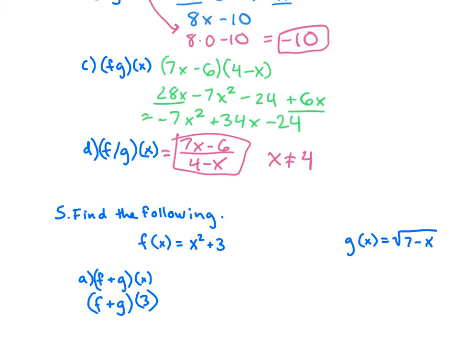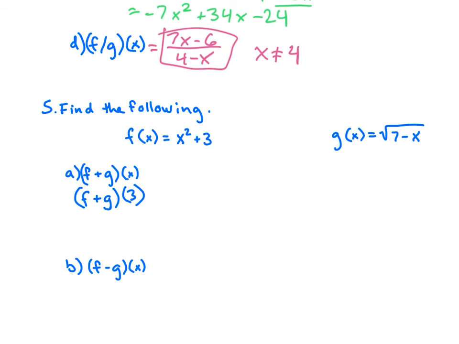All right, for number 5A, we're just adding the two together. So this would be x squared plus 3 plus the square root of 7 minus x. We have no like terms here, so we can't do anything. We just leave it like this.